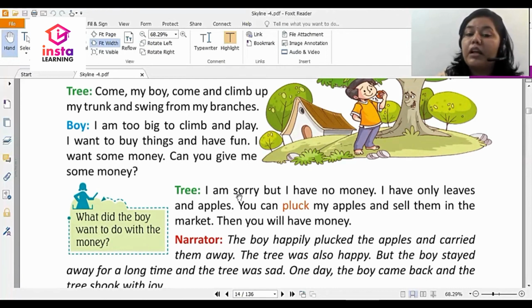Tree: I'm sorry, but I have no money. I have only leaves and apples. You can pluck my apples and sell them in the market. Then you will have money.